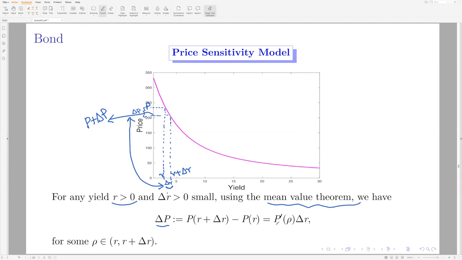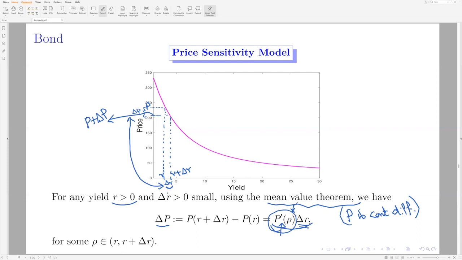By the mean value theorem, if P is continuously differentiable, just assume this for the sake of theoretical derivation, then we get this expression directly from the mean value theorem. So delta P can be related to delta R through this. Now we have to get a precise idea about how it looks. How are we going to go about this?